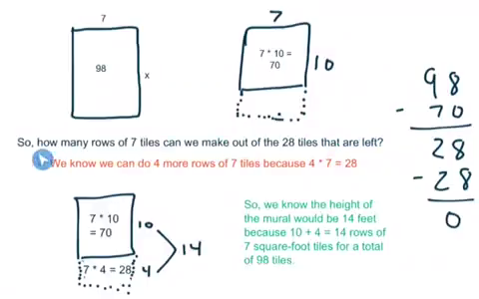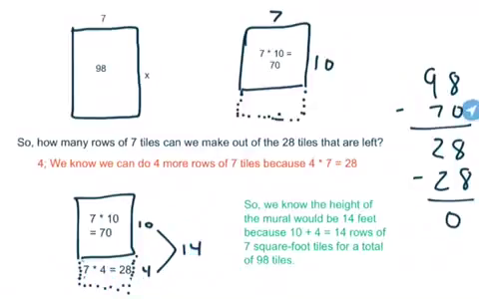So how many rows of 7 tiles can we make out of the 28 tiles that are left? Hopefully your brain says, wait, when I see 7 and 28 together, I know the missing number in that fact triangle is going to be 4. We know we can do 4 more rows of 7 tiles because 4 times 7 is 28. So I'm doing that work over here to get myself to 0. 4 more rows, 7 times 4 is 28. So I'm going to add the 10 and the 4 to get 14.